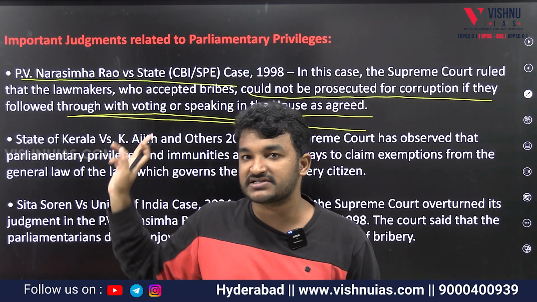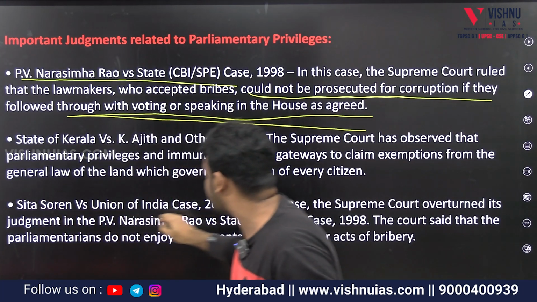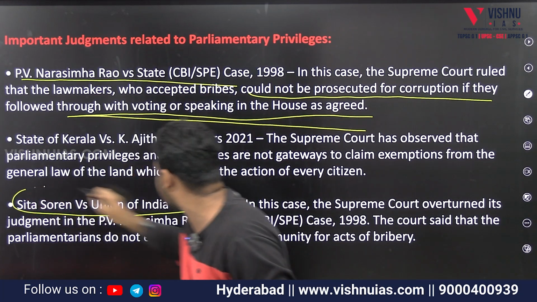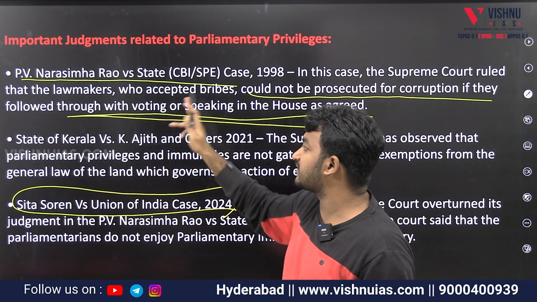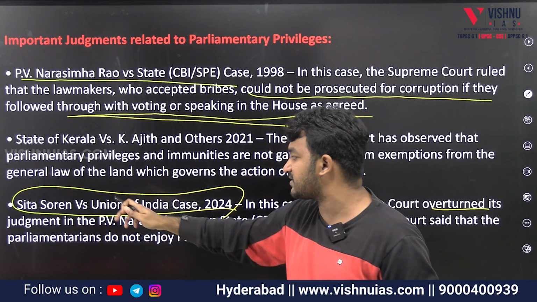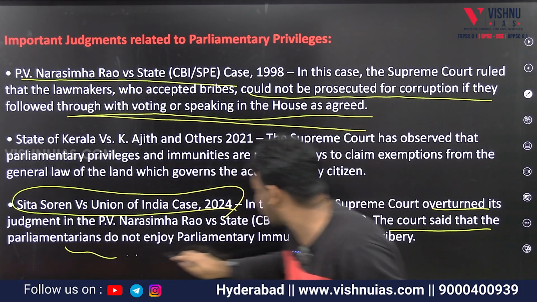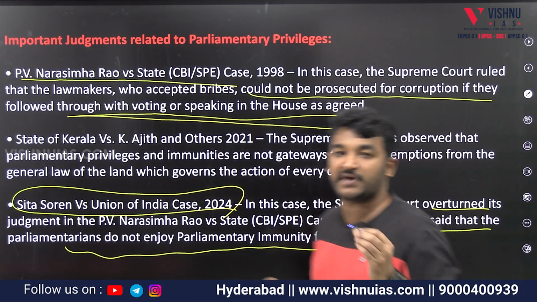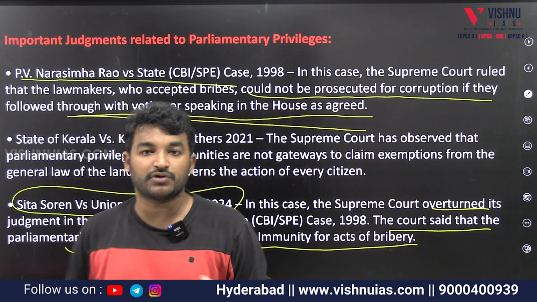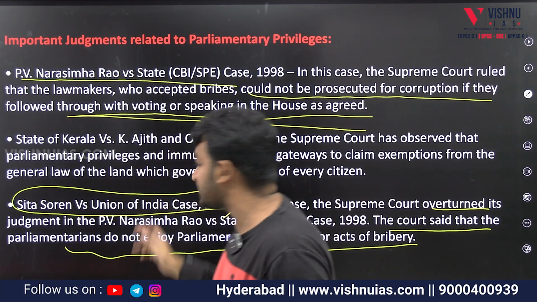But the reason parliamentary privilege is in the news is that in a recent 2024 case called Sita Soren versus Union of India, the Supreme Court struck down the P.V. Narasimha Rao case and overturned it. In this judgment, the Supreme Court said that parliamentarians do not enjoy parliamentary immunity for acts of bribery. Right? They do not. If a question comes on parliamentary privileges, you have to surely mention this Sita Soren case.